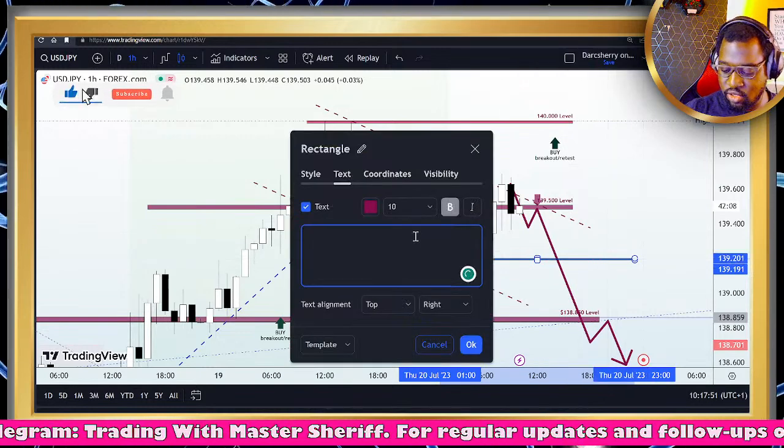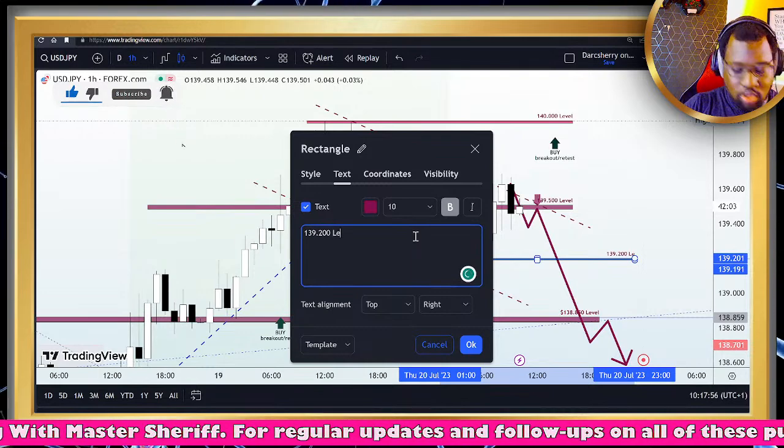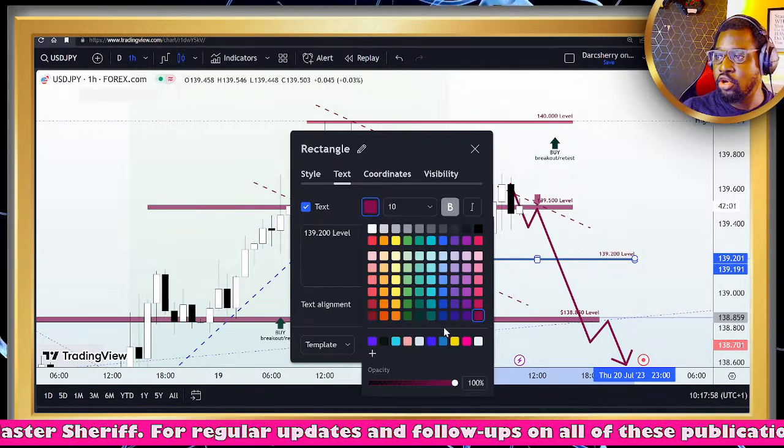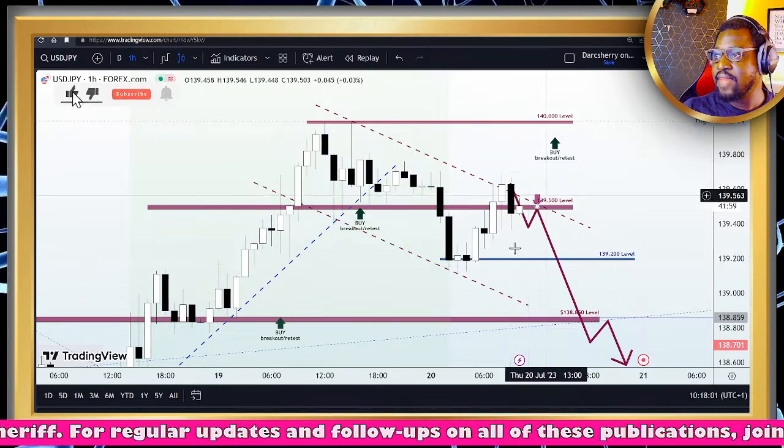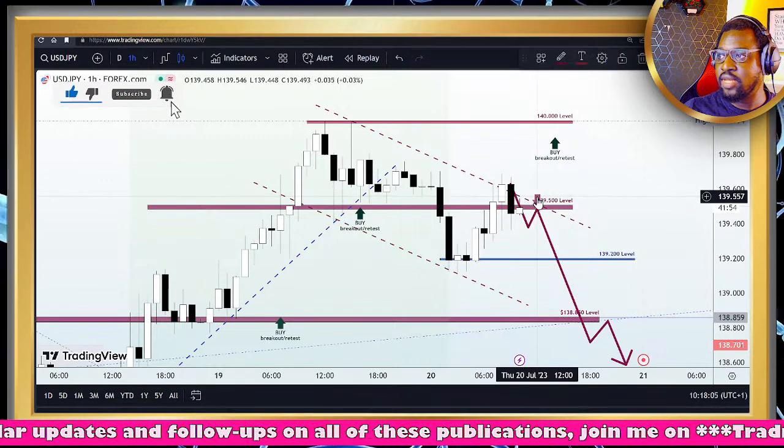So I would like to label this one the 139.200 level. So you want to be marking out this level too on your chart. Then we want to be selling again if price action drops below that area.